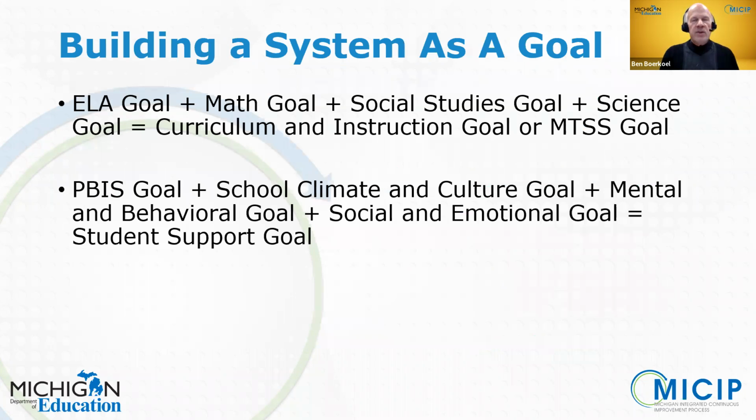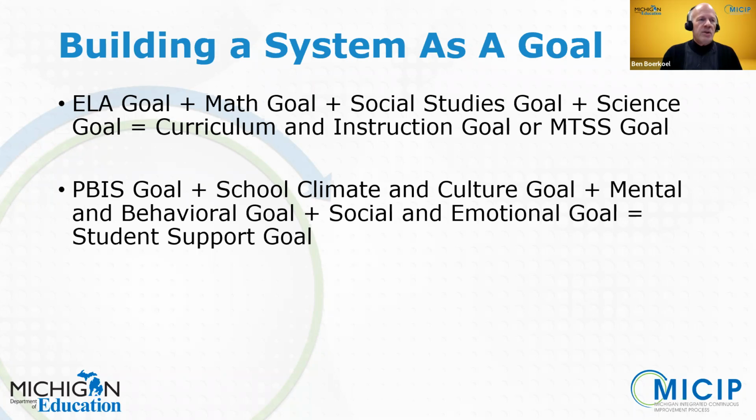So here again are a few examples of that. If you already have goals in, say, these content areas, might you combine those all into a curriculum and instruction goal, or possibly an MTSS goal? If you have goals in individual areas around student support, again, might you come together and combine those into a student support goal? And of course, almost all of you already have plans in MICIP, and Terry will talk a little bit about that in a moment.